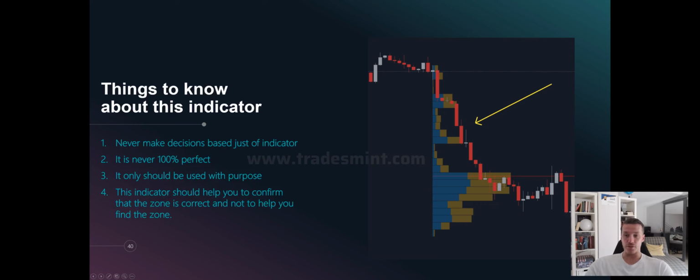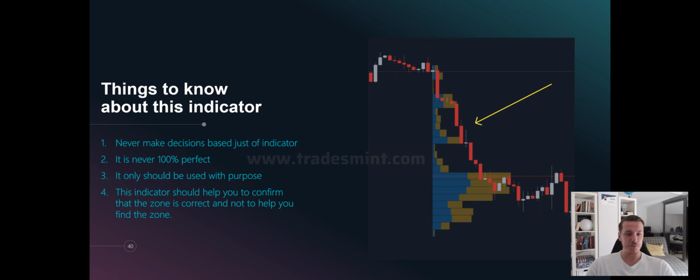So things to know about this indicator: you never make decisions based just off an indicator. Indicators are your confirmation. Indicators are your support towards your trading setup. It is not your decision maker. Your decision maker is you. Your decision maker is price action. Your decision maker is candles and patterns. Your decision maker is never an indicator.